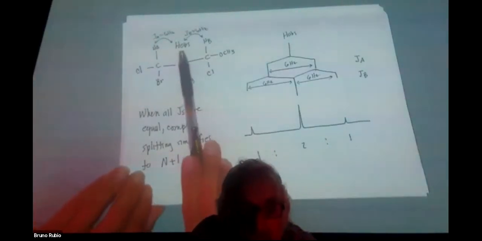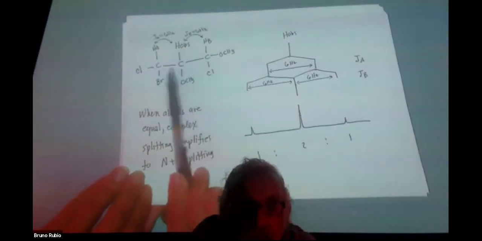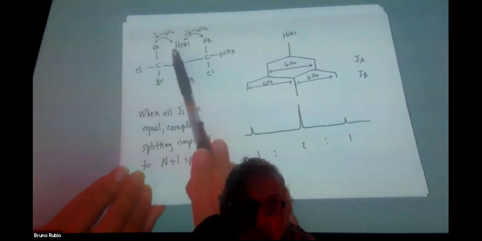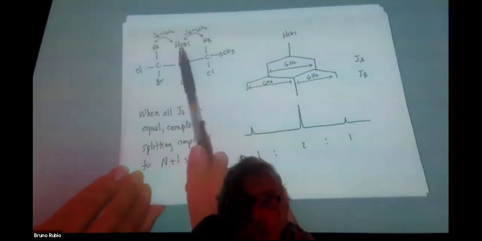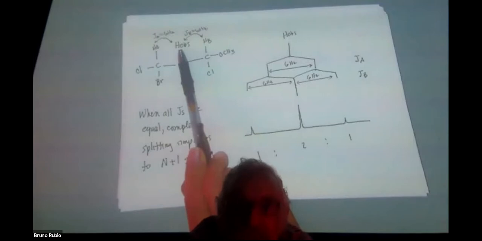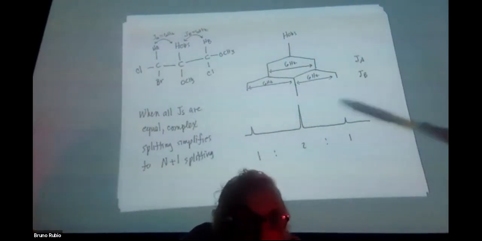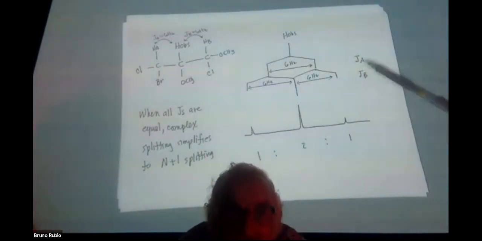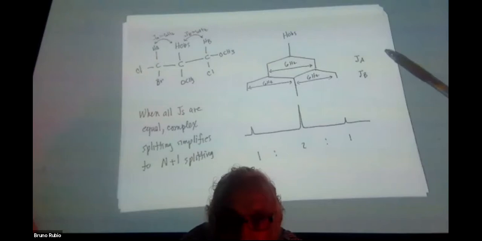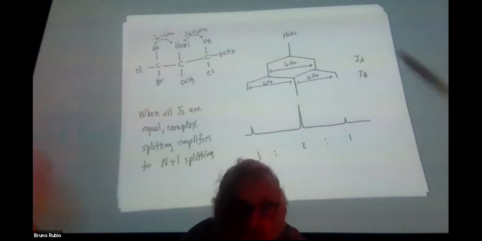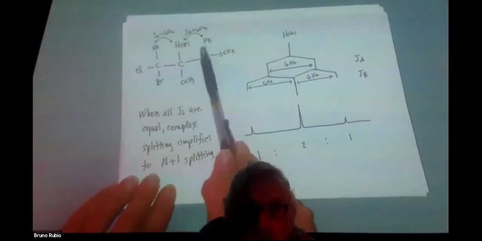And you were saying, well, H observed is 3 bonds away from HA. It's 3 bonds away from HB. So H observed has 2 neighbors. N equals 2. 2 plus 1 is 3. The splitting pattern of H observed will be a triplet. You'd be right in this case, because all of the coupling constants are equal, right? So you never heard of complex splitting. You only heard of n+1 splitting. You think that n is just the number of neighbors. Here, H observed has 2 neighbors that can split it.